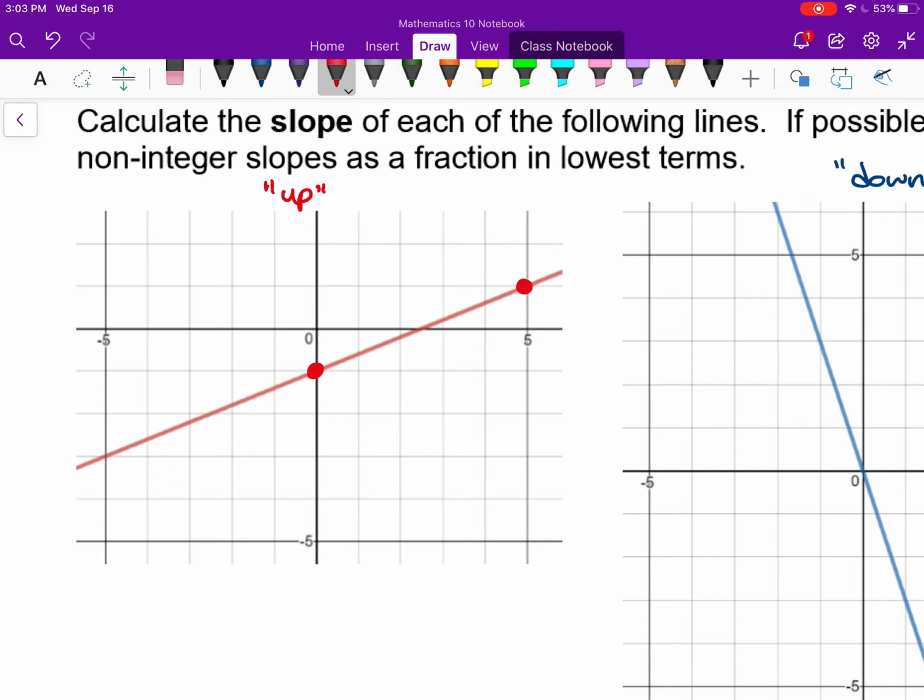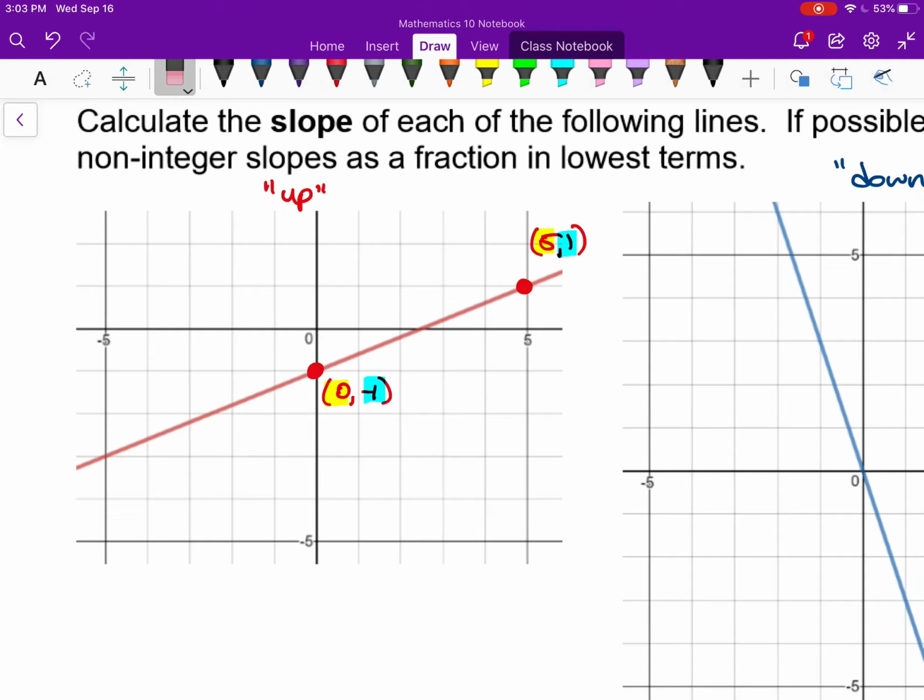Okay. Now I could find the coordinates of these. For example, this point is (0, -1). I could find the coordinates of this, which is (5, 1). I could then use that last formula I gave you, and call this x1, y1 and this x2, y2, and plug these numbers in and work out the slope. But I think that is a poor choice because in the end, I have a graph.